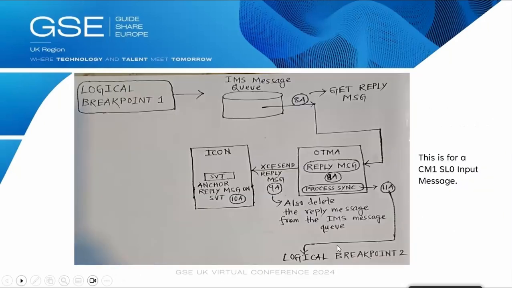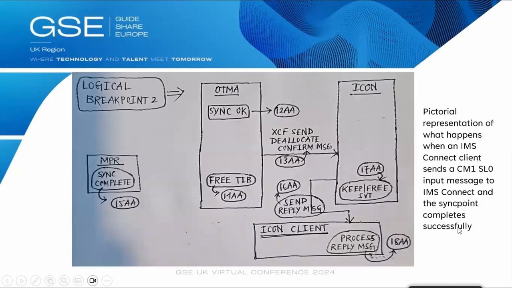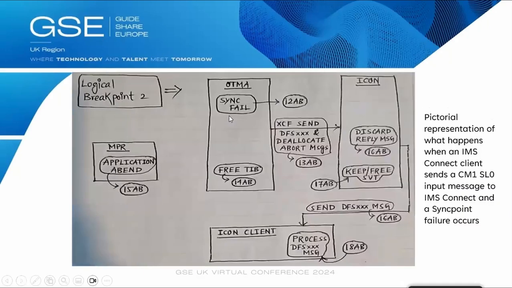So we have taken a look at the sync point completing successfully branch, right? Now we will take a look at the other branch, which is the sync point failure, right? And the message is still CM1 SL0, right? So now, again, over here, we will branch out again from logical breakpoint 2, but this time we will take the route of sync point failure, right?